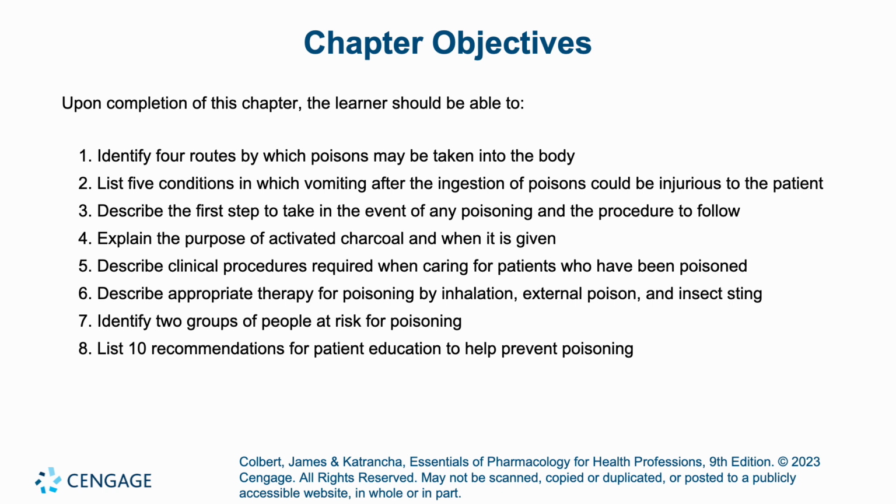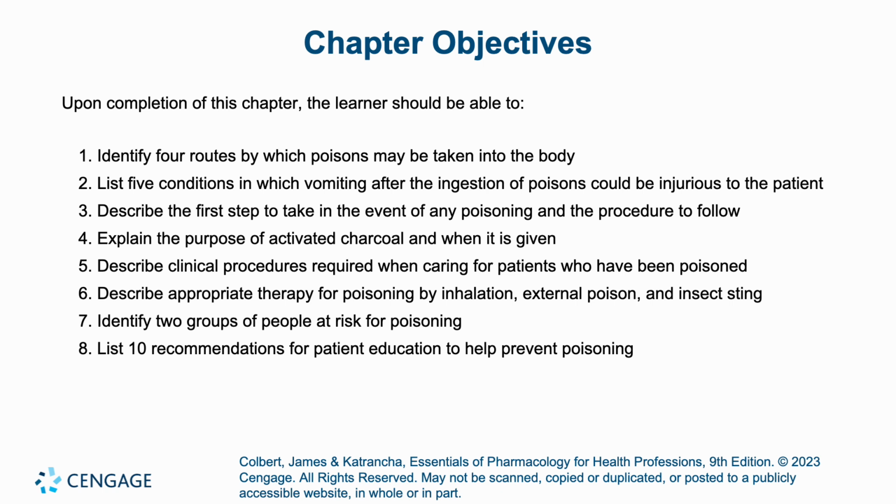Identify 4 routes by which poisons may be taken into the body. 2. List 5 conditions in which vomiting after the ingestion of poisons could be injurious to the patient. 3. Describe the first step to take in the event of any poisoning and the procedure to follow. 4. Explain the purpose of activated charcoal and when it is given.